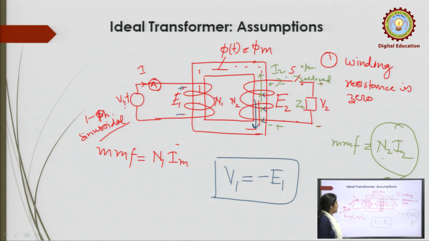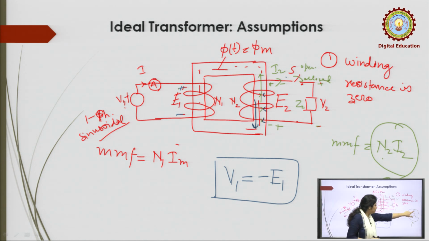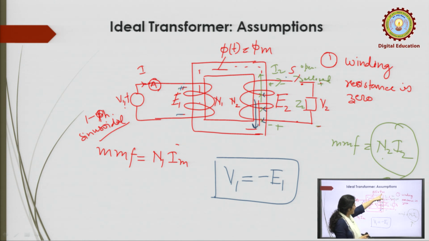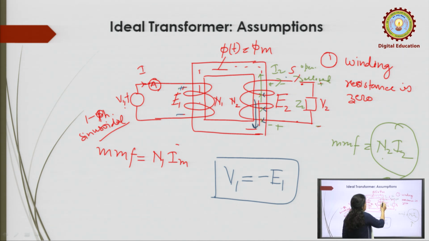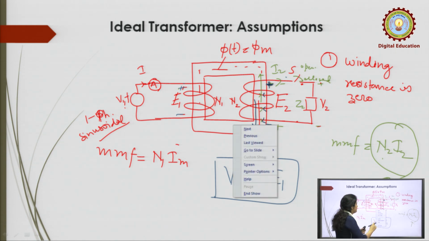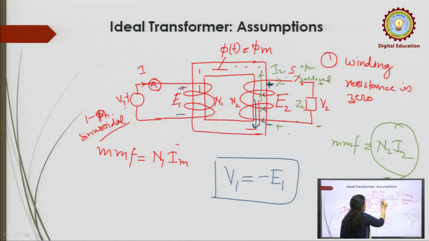So the magnetic field is produced in this direction. When the MMF N2 I2 produces a flux in the same direction as phi m, it will aid the flux. So the direction of current must be such that the polarity is positive here and negative here. So we can take this as positive and this as negative.